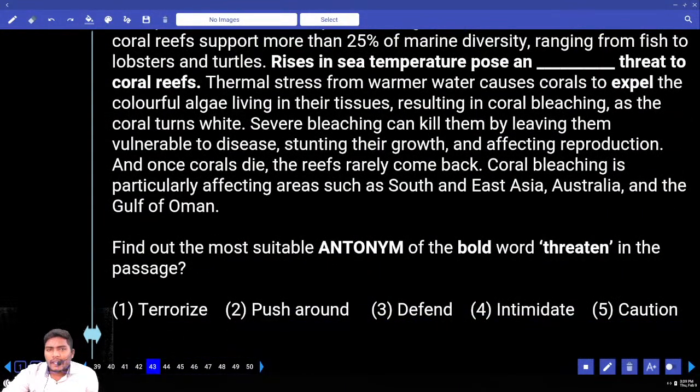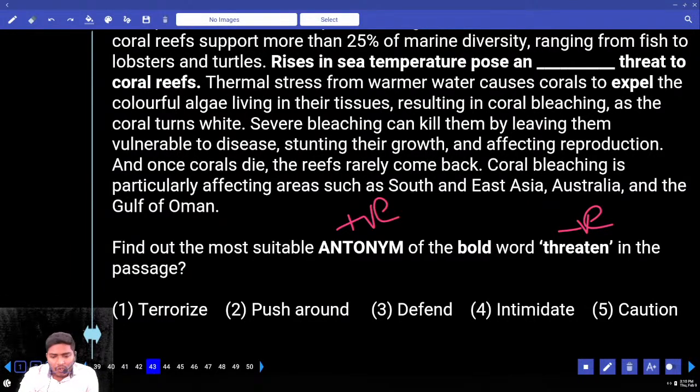Antonym of the word threaten. Forget about the word if you don't know the meaning. Tell me whether it is a positive word or negative word. Negative word. You know, threatening somebody, right? Yes, okay. It is a negative word. Now, the antonym must be positive. Now, find out all the negative words here.